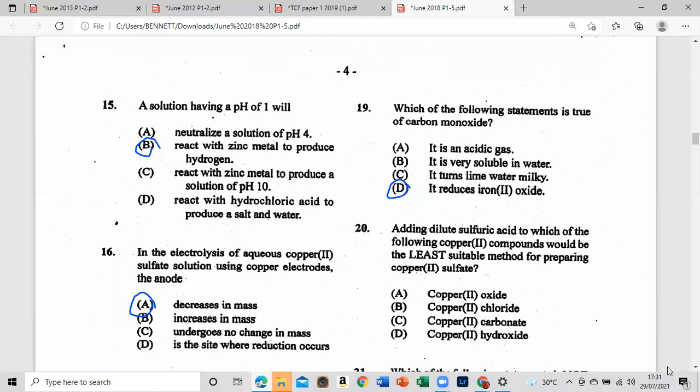On to 20 now. Adding dilute sulfuric acid to which of the following copper 2 compounds would be the least suitable method of preparing copper 2 sulfate? And they give us some options: copper 2 oxide, copper 2 chloride, copper 2 carbonate, or copper 2 hydroxide. And it is B, copper 2 chloride.